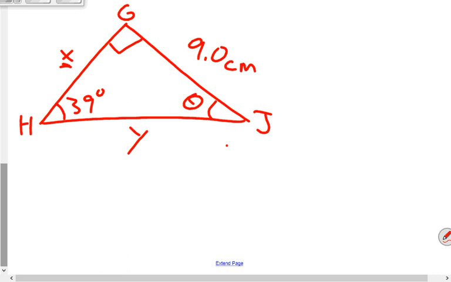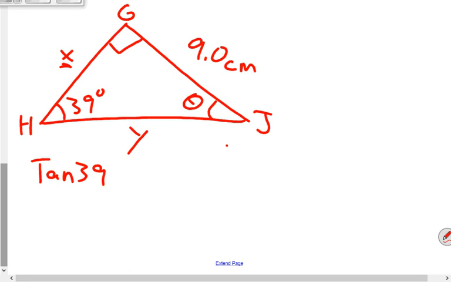Wait, 5. It's adjacent to the angle, right? Because it's touching the 39. So we have an adjacent, and which side is this one here? Good. Okay, I'll stop picking on you now. So we have adjacent and opposite. We're going to use this angle, so we'll use tangent.